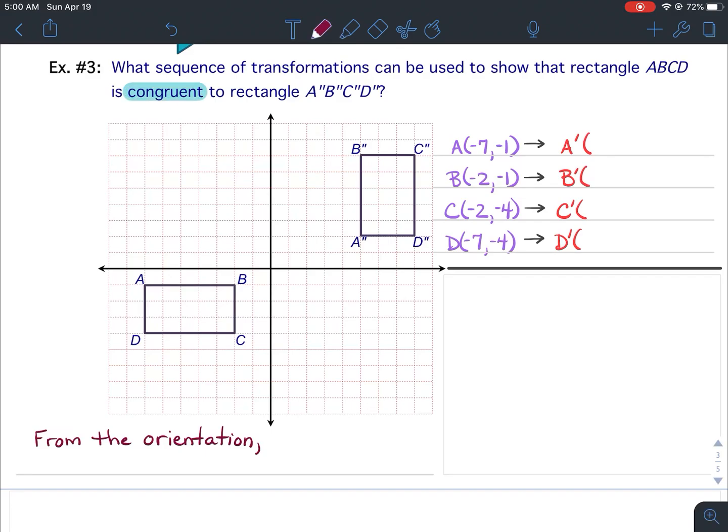Because they are congruent, we know it's not a dilation. So it has to be rigid motions, which remember is translation, reflection, and rotation. It's got to be two of those three. It could be a reflection and then a translation, a reflection and a rotation, or a rotation and a translation, or a rotation and reflection, and so forth. Okay, you get the idea.